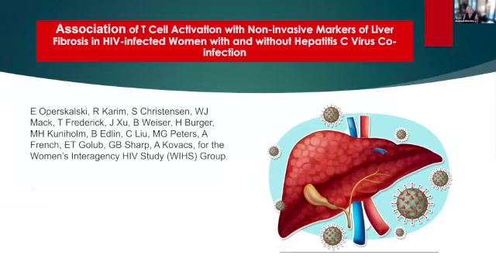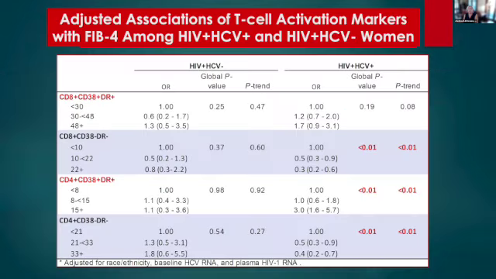Now I'm going to turn to the unpublished studies, and we'll be focusing on the impact of T cell activation and non-invasive markers of liver fibrosis among those with and without hepatitis. We will then look at alterations in various markers of activation after cure. And then we will also be looking at viral reservoirs. So in this study, the table of the results for the CD4 and CD8 activation markers that you see here are evaluated in association with FIB4.